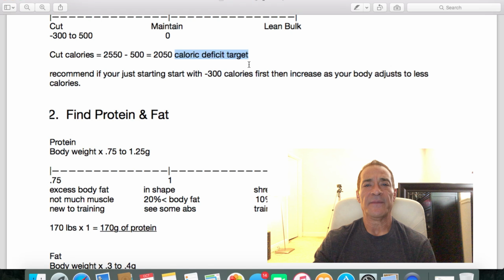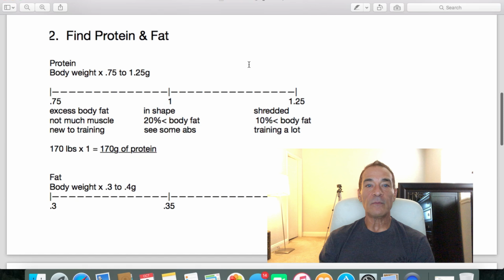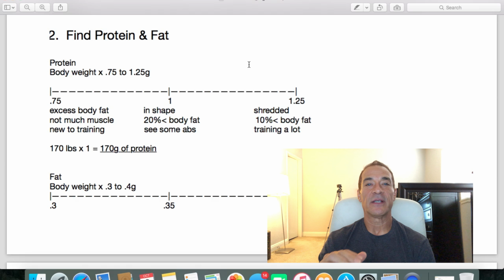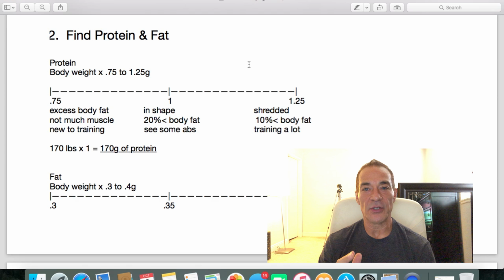Now guys, if cutting calories is something that you want to do and something that you're trying to do, my recommendation is to first start off maybe decreasing your calories by about 300 first, just to get your body acclimated to the adjustment, and then going to the higher amount of 500. But I would go no more than 500. That's just too much beyond that, in my opinion. So 2,050 calories would be your deficit target.